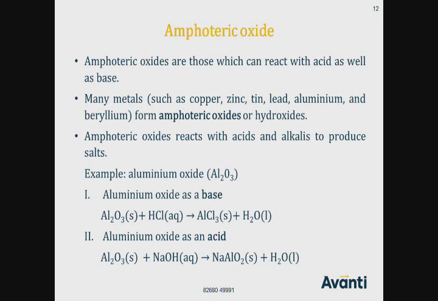Aluminium and acid. It is just being treated with the HCl to get what? AlCl3 and water. The reaction is actually not balanced over there. The reaction is not balanced in equation number 1. So you have to balance that reaction.